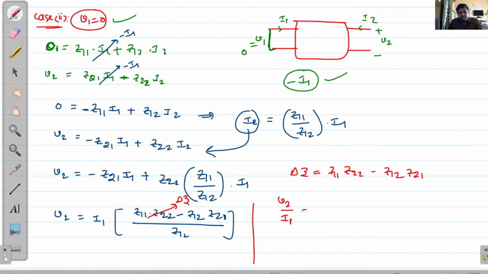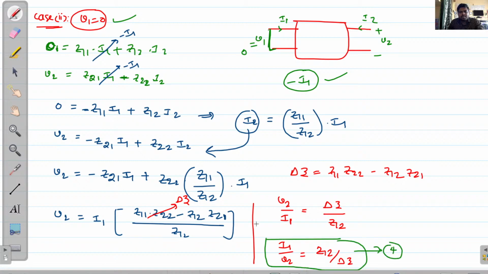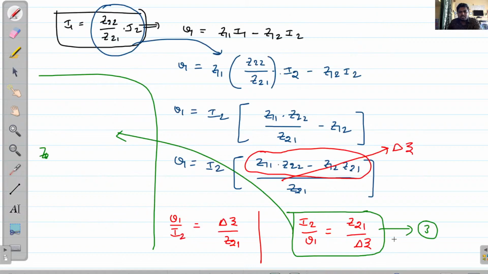So V2 by I1 equals delta Z by Z12. Now you can make it as I1 by V2 equals Z12 by delta Z. This is expression number 4, right? Now you can take expressions 3 and 4. This is the third expression, I2 by V1 equals Z21 by delta Z.